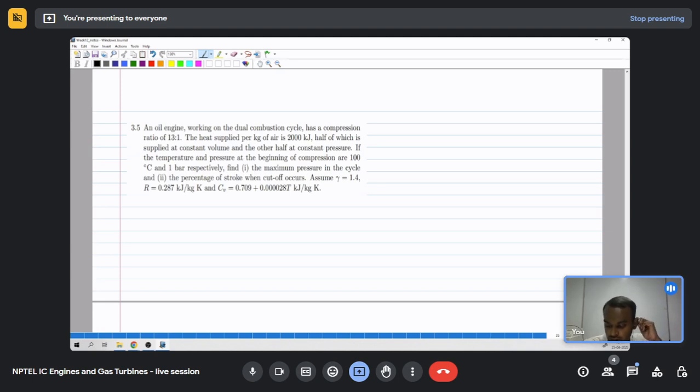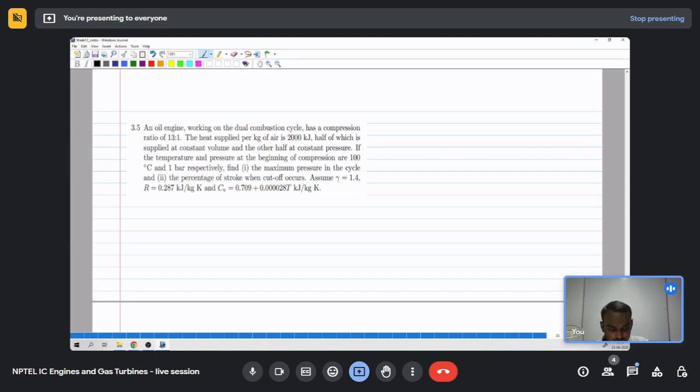So an oil engine working on the dual combustion cycle has a compression ratio of 13:1. The heat supplied per kg of air is 2000 kilojoules, half of which is supplied at constant volume and the other half at constant pressure. If the temperature and pressure at the beginning of the compression are 100 degrees Celsius and 1 bar respectively, find the maximum pressure in the cycle and percentage of stroke when cutoff occurs.